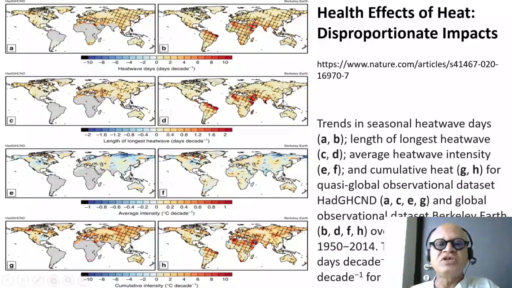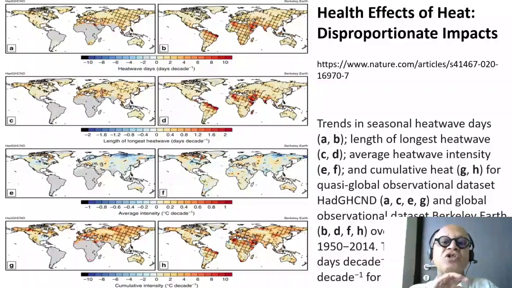So when we do these things, there is what is called detection and attribution of climate change. What does that mean? We are saying, for example, this is a trend observed in some data. That means you are claiming you have detected a change signal in the heat wave days, length of the longest heat wave, average intensity, and cumulative intensity. Now, attribution means you have to say if that was in fact caused by human activities, global warming, right? So there are ways to do that.